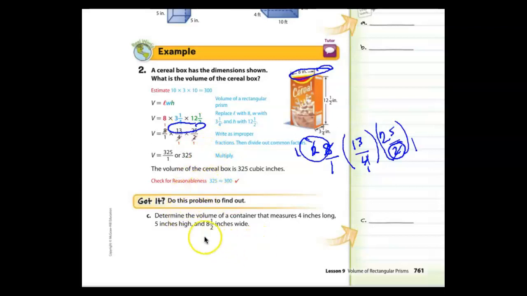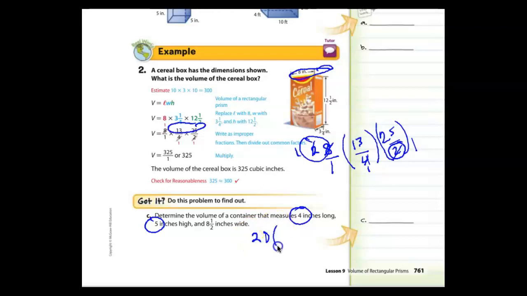All right, so at the bottom here it says determine the volume of the container that measures 4 inches long and 5 inches high and 8 and 1/2 inches tall. So the first thing we're going to do is multiply the 4 times the 5 to find the area of that rectangle. So what is 4 times 5? Go ahead and share that with me. Very good. The answer is 20.